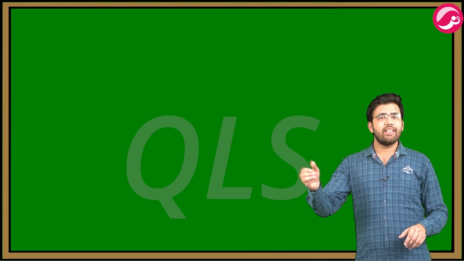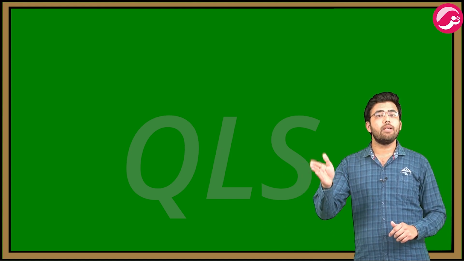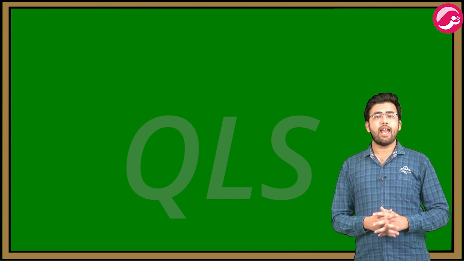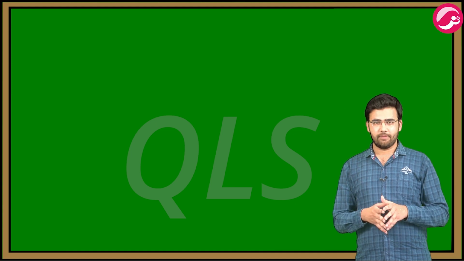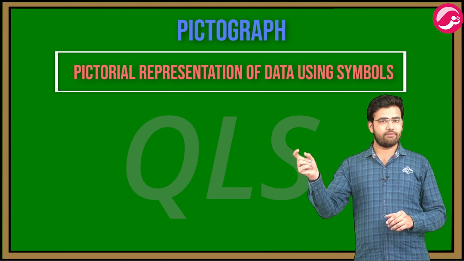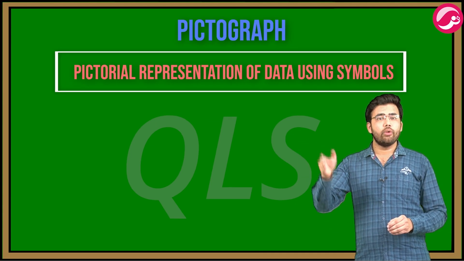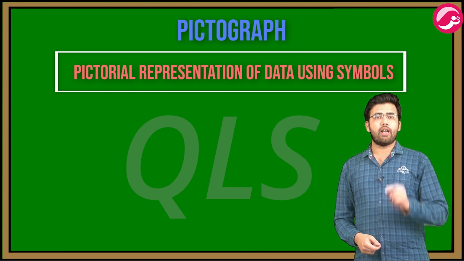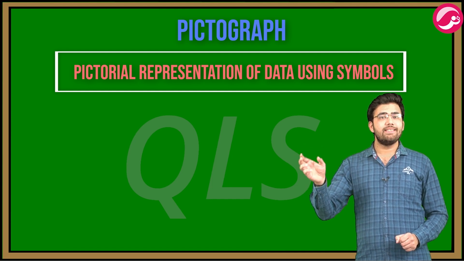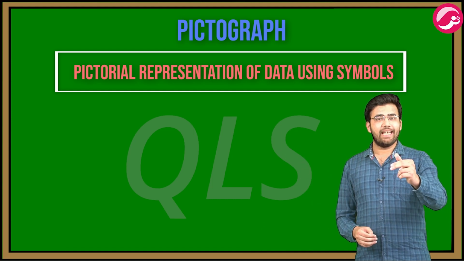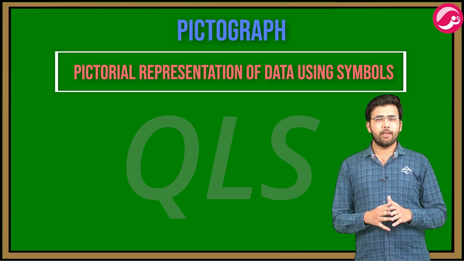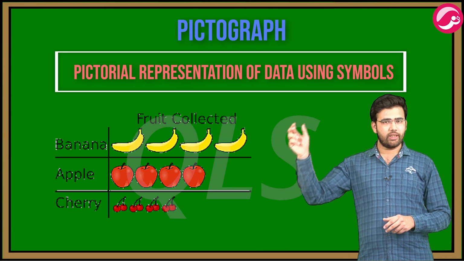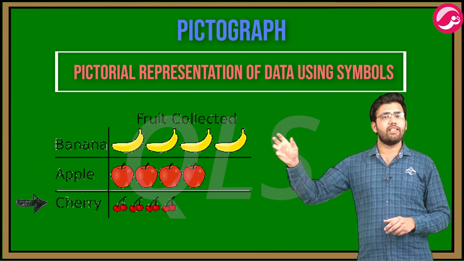Representation of data in a visual manner is known as graphical presentation, or simply we can call it a graph. So now let us study about different types of graphs in detail. The first one is pictograph. It is simply the pictorial representation of data using symbols. Pictogram is mostly used by business and industrial organizations to represent their data. For example, the table given below represents a pictogram of different fruits. Here you can see banana, apple and cherries are different types of fruits.